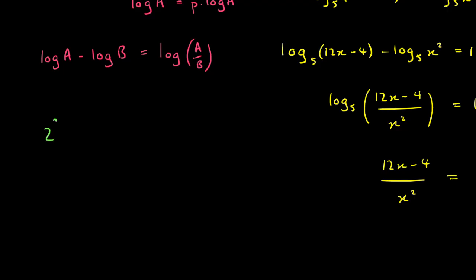So for example, if I've got 2 to the power 3 is equal to 8, that is an exponential equation. How do I rewrite that as a log? Well, my base is 2.